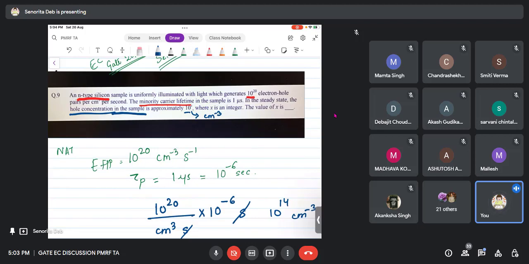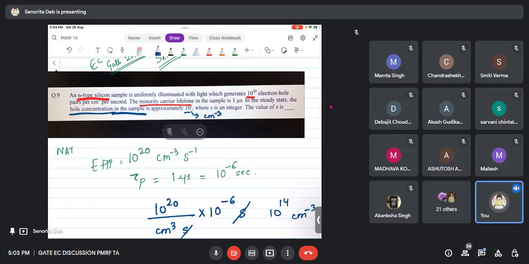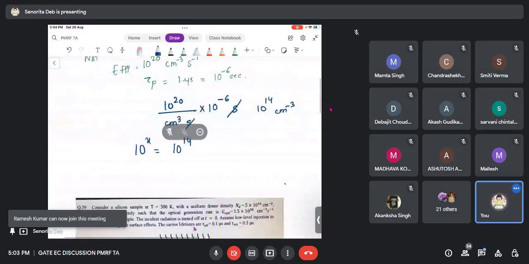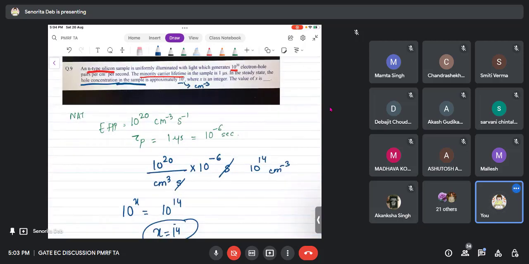But what you will do, if there is nothing mentioned, you take what is given, centimeter minus cube. Always it is in centimeter only. They should have given the centimeter minus 3. So once it is given, you just compare it and you find x equals 14. You understand? So this was a numerical answer type worth taking a guess. So this is how you should guess in GATE exam.